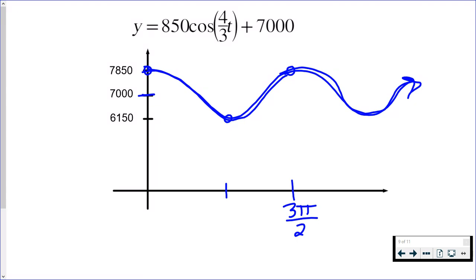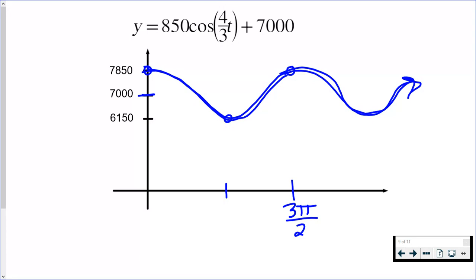So a couple things about this situation. One question we could answer is, what is the maximum population? Well, according to this function, it cycles through the same numbers over and over again, with the maximum population being 7,850.